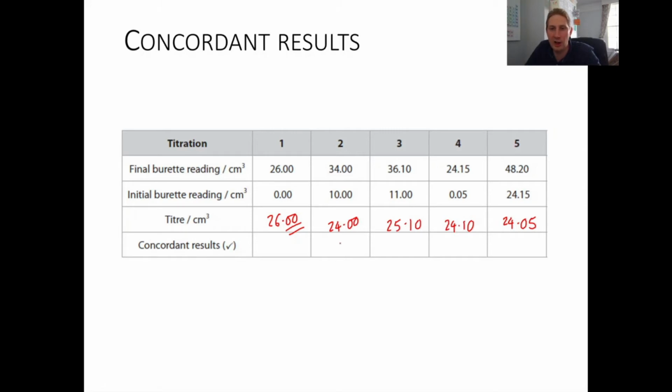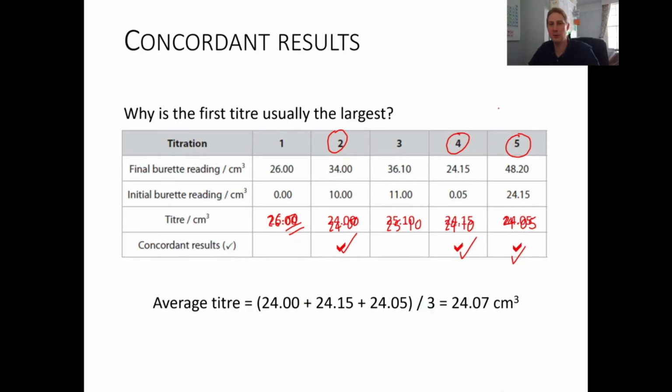This one is too large. Our concordant titers, all of which are within 0.1 of each other, are titers 2, 4 and 5. If we're working out the average titer, we wouldn't need to be told that it's a concordant titer. We would just add up. If we're told to work out the average titer, we won't always be told to only average the concordant titers, but we should know to do that.